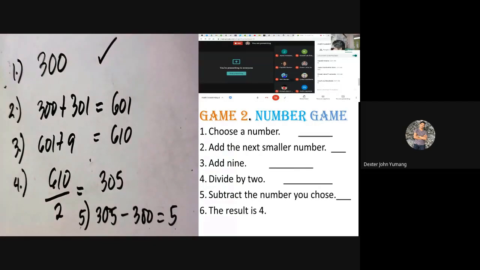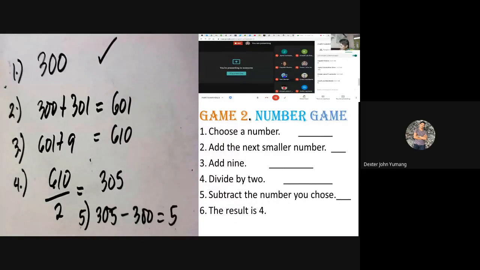Okay, ilan po sa inyo? The answer ko is 5. Sige daw, type on the chat box. Si Christoph, 5 din po ang sagot niya. Si Cyril, 5 din po. Okay, ano napapansin nyo? 5 din po kay Red. Ano napapansin nyo? Pare-pareho tayo ng sagot.